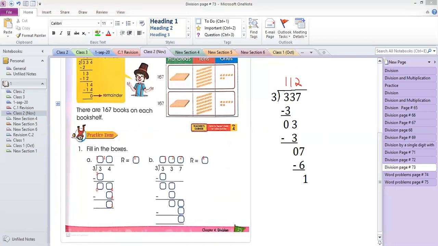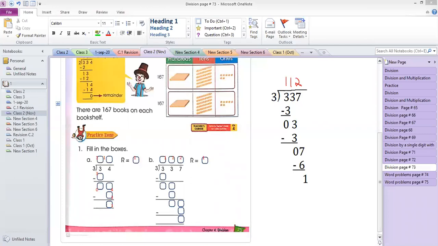Yes, guys. Any problem in the long division? No problem. Okay.